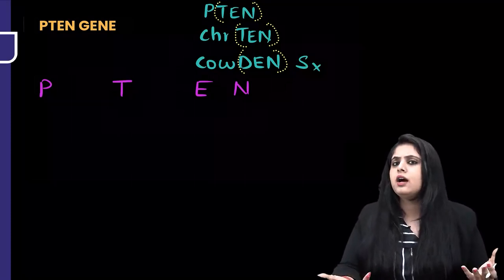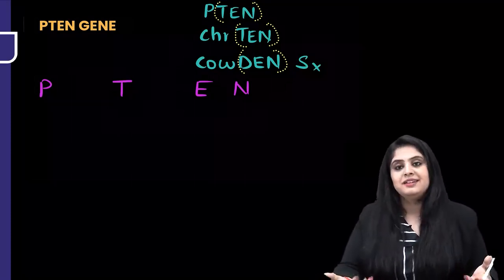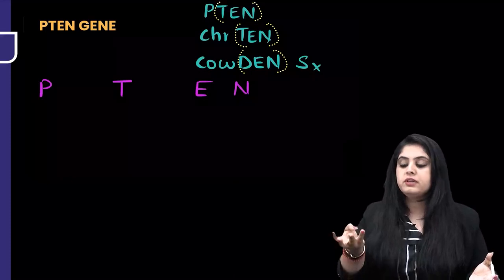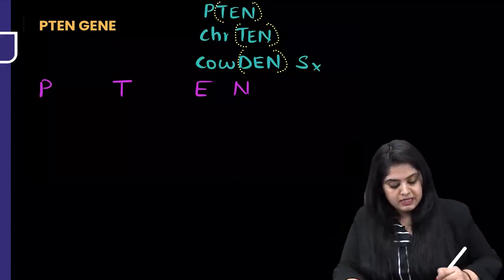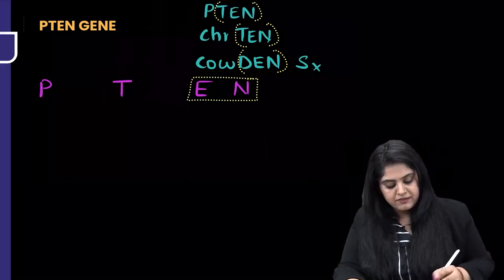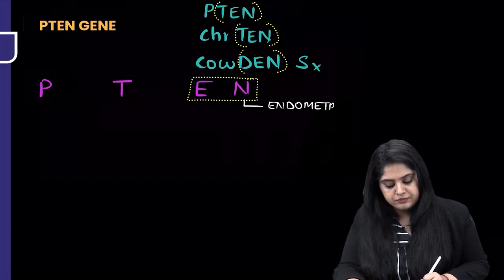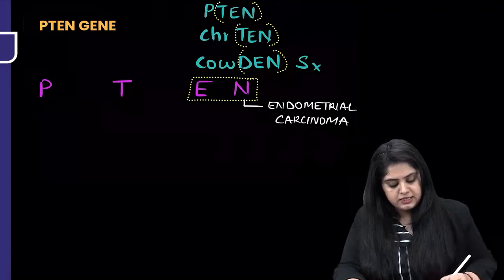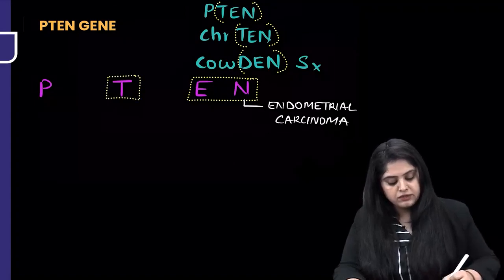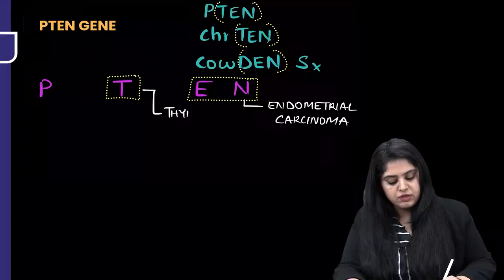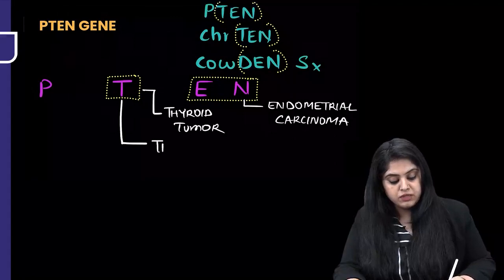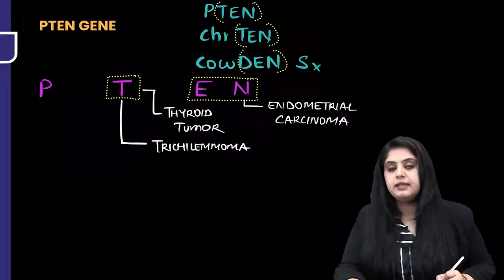So what does Cowden syndrome have? Again P10. Mnemonic is also P10. So P10, chromosome 10, Cowden, and come back to P10. P10 tells me that one tumor that it's going to have will be endometrial carcinoma. N stands for endometrial carcinoma. The next one is going to be T. T is going to stand for some kind of thyroid tumor. T is also going to stand for a skin tumor known as tricholemoma. It is also going to be associated with tricholemoma.